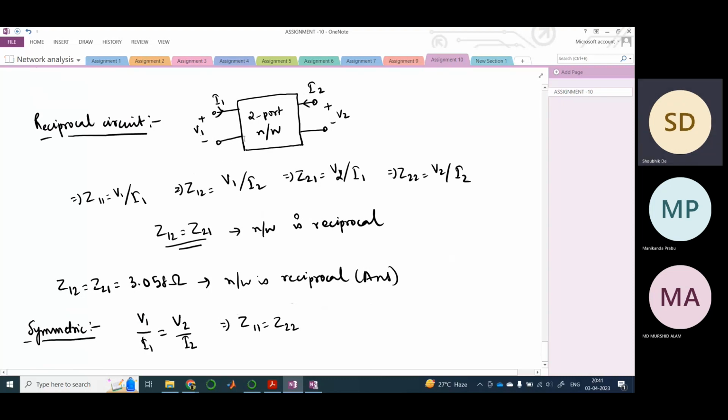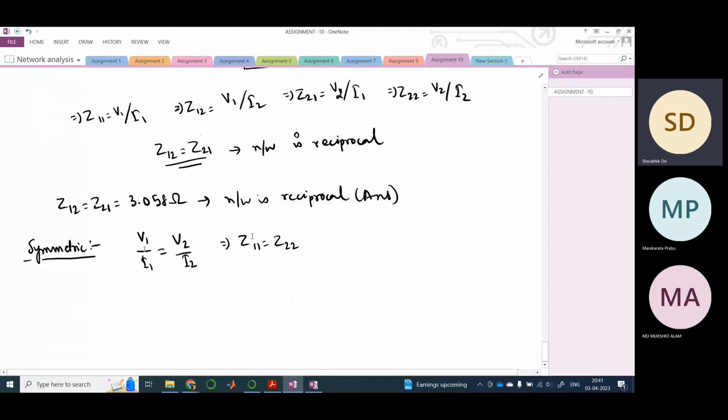So if your circuit is symmetric, you mean to say that your input impedance and output impedance match, nothing else. In a way, you can also say that your input admittance, so if I write V1 by I1, I can also write I1 by V1, right? I2 by V2, because the ratio is the same, nothing else. So we can also say Y11 equals Y22.